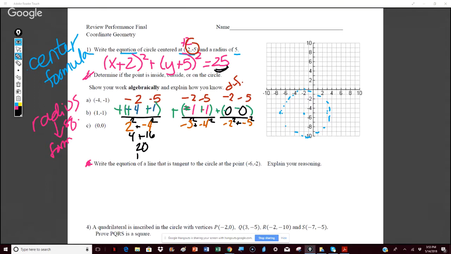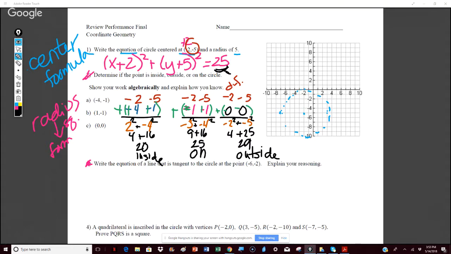So this is going to be inside. -3 squared is 9. -4 squared is 16. Added up, I get 25. That's my target number up here. So I know this is on. Here I have 4. Here I have 25. So I get 29. So this is outside. And that's literally the end of that problem.